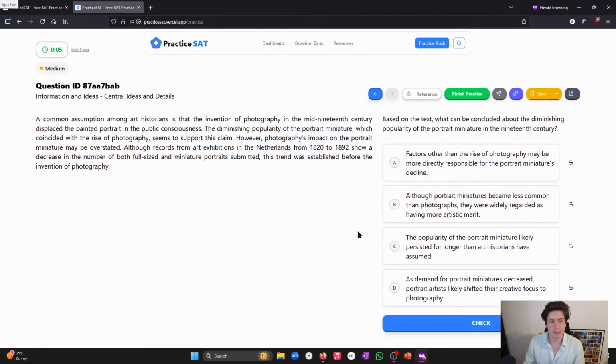A common assumption among art historians is that the invention of photography in the mid-19th century displaced the painted portrait in the public consciousness. The diminishing popularity of the portrait miniature, which coincided with the rise of photography, seems to support this claim. However, photography's impact on the portrait miniature may be overstated. Although records from art exhibitions in the Netherlands from 1820 to 1892 show a decrease in the number of both full-sized and miniature portraits submitted, this trend was established before the invention of photography.